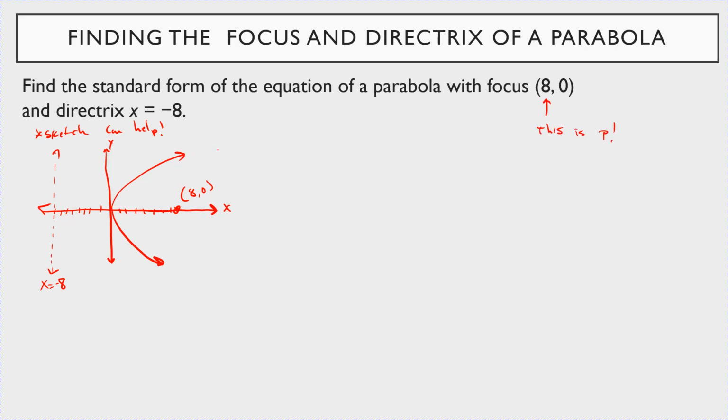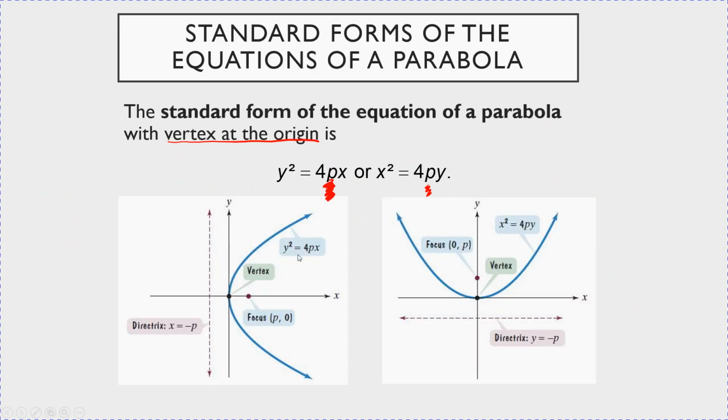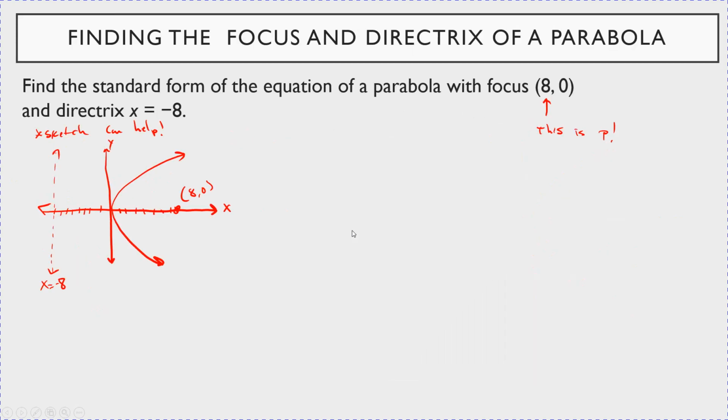So since I know it's going to look like this, going back, it's going to be the same thing. y squared is equal to 4 times p times x. Well, just plug in p. So you get y squared is equal to 4 times 8 times x, or y squared is equal to 32x. And there we go.